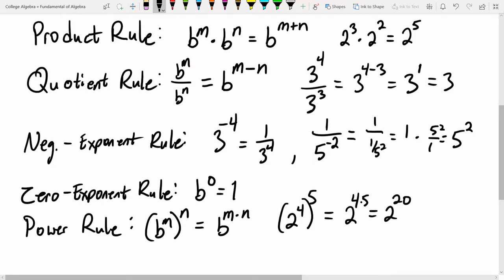This is actually not too hard to see because (2 to the 4th) to the power of 5 is the same thing as 2 to the 4th times 2 to the 4th times 2 to the 4th times 2 to the 4th times 2 to the 4th. And we can look back at the product rule, which says if we multiply like bases, we add the exponents. So it's 2 to the power of 4 plus 4 plus 4 plus 4 plus 4, which is the same thing as 4 times 5. So that's where this rule comes from. Power to a power, we multiply the powers.